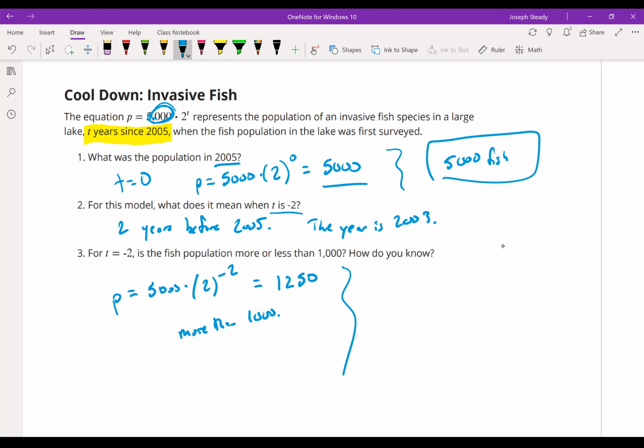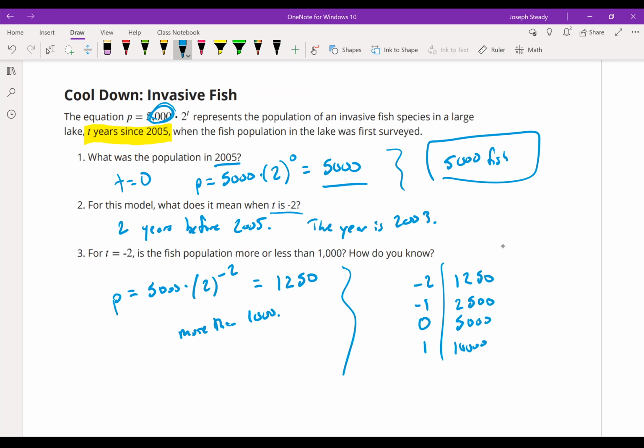You don't need to use the equation to answer this, though, because you can also just think about the table itself. If in 2005 the population was 5,000, well, that means in 2006 it's going to be 10,000. We're not interested in going that direction, though. We want to go the other direction. When T is -1, the population must have been 2,500, because instead of multiplying by 2, we're going the other direction. We're kind of unmultiplying by 2, or dividing. And when T is -2, the population must be 1,250.